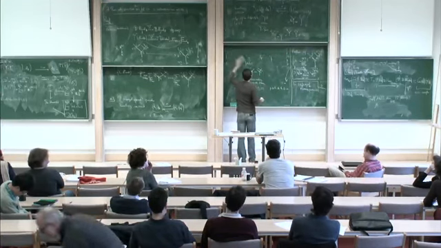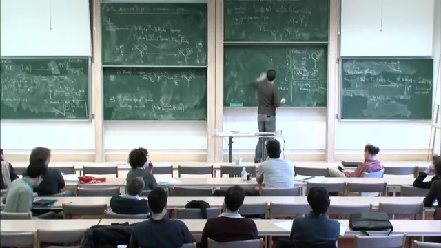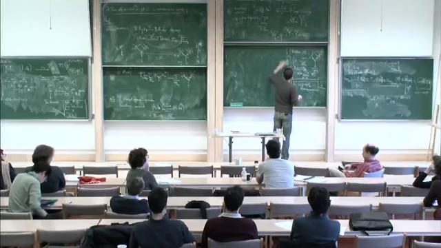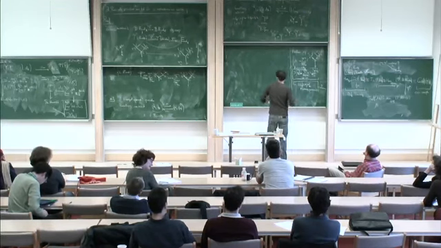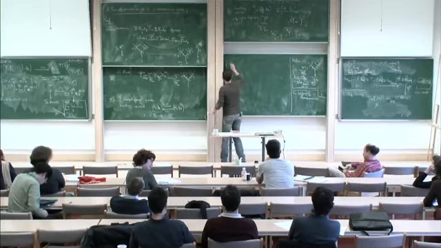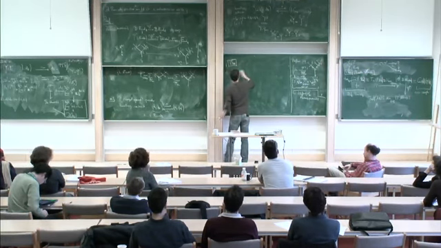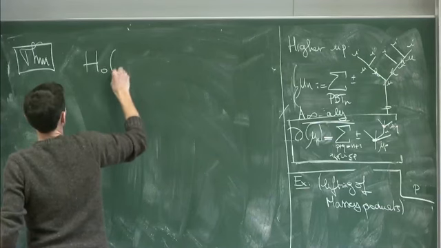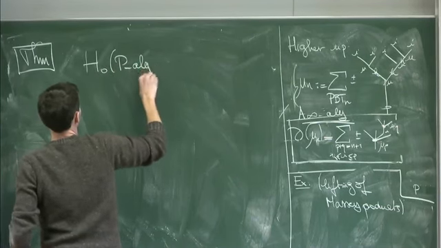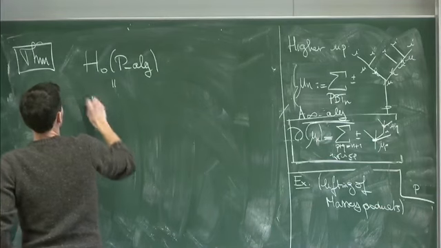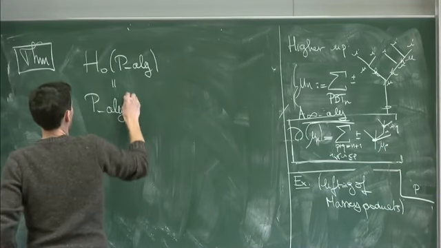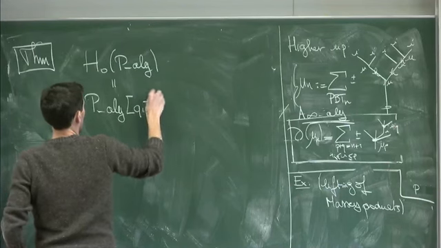The causal property is here. At some point, in say an hour, the result I want to prove is the following one. The key result: I want to understand the homotopy category of P algebras. So what's that? That's the category of P algebras where you localize the quasi-isos.